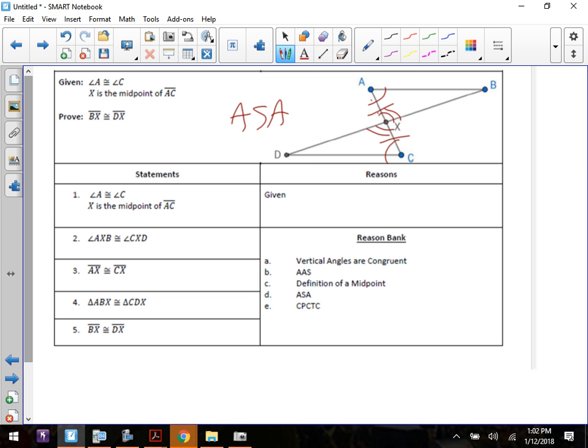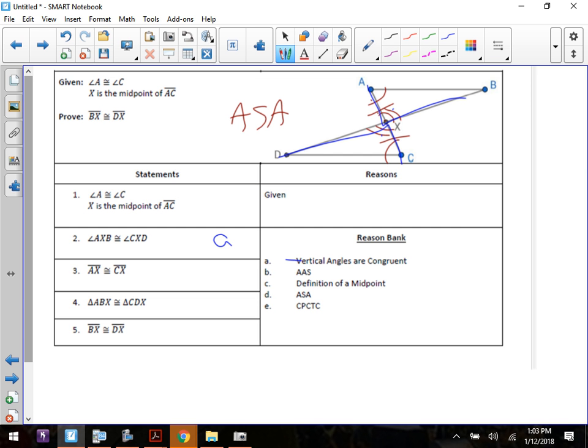So, going through my steps now, obviously the first part is given. The second part says angle AXB is congruent to angle CXD. Well, let's find it in our diagram and see what we marked. AXB, CXD. Oh, we marked them because they were vertical. I go to the next one.